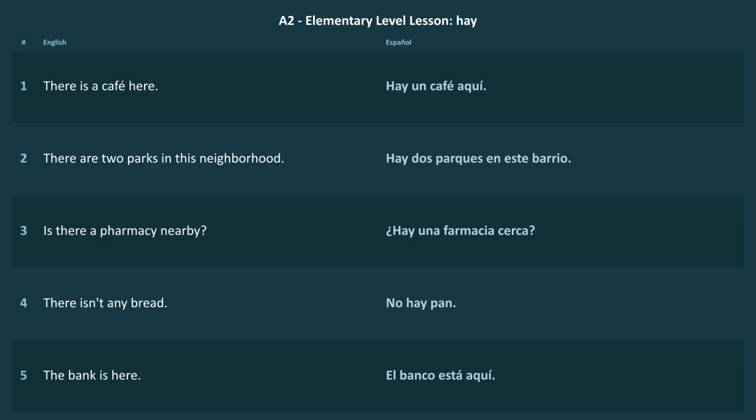You're doing great. One small word today, but a really useful one. Hay is now part of your toolbox, and you're ready to use it.